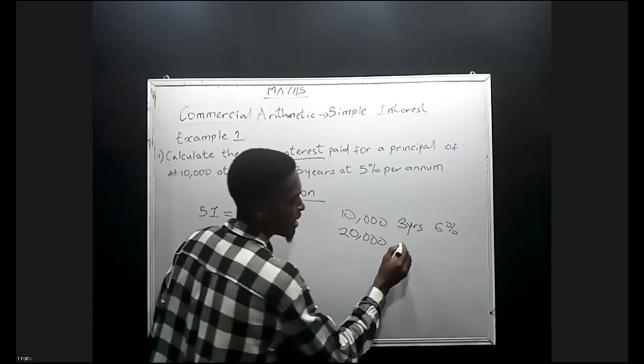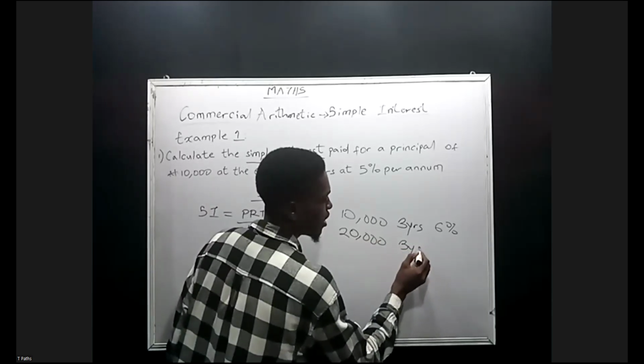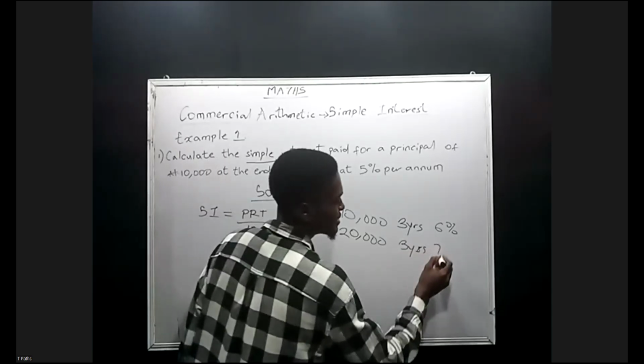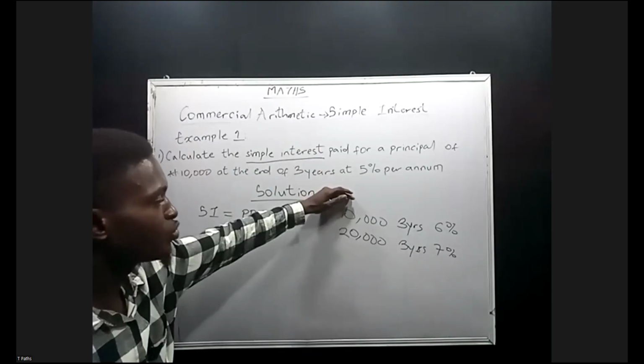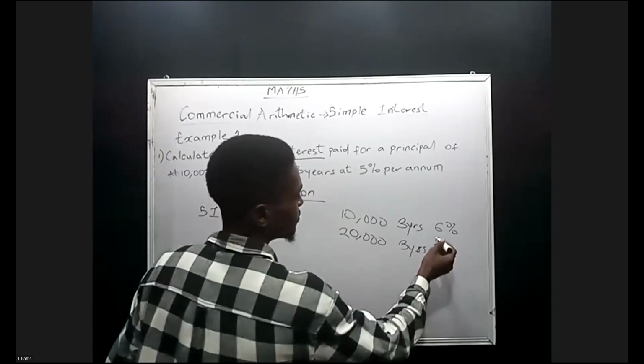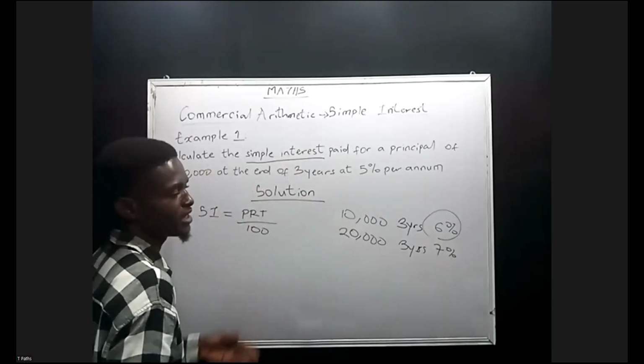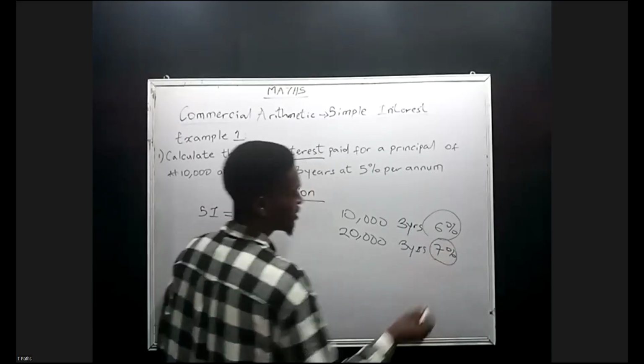And in 3 years' time, I'll be receiving 7% of it. So it can come in two ways. It can come in either you borrowing money and you'll be paying back a particular rate, or you investing money and you'll be paid a particular rate.